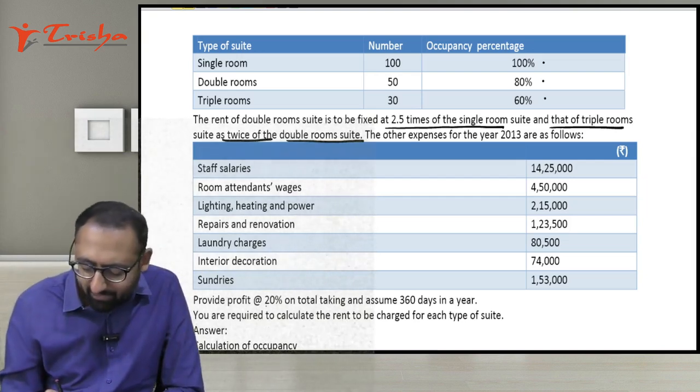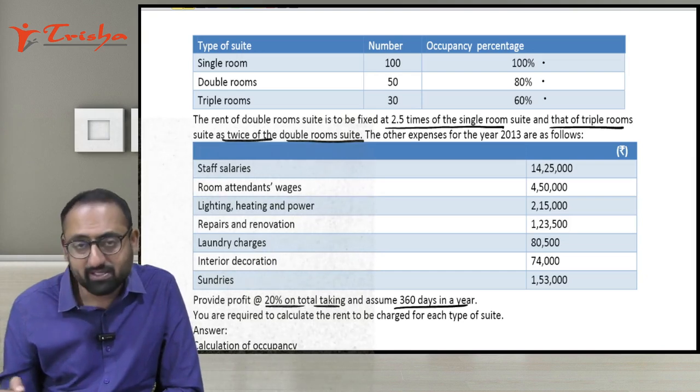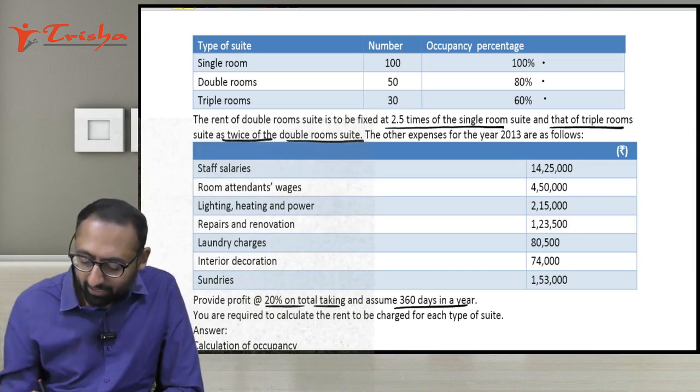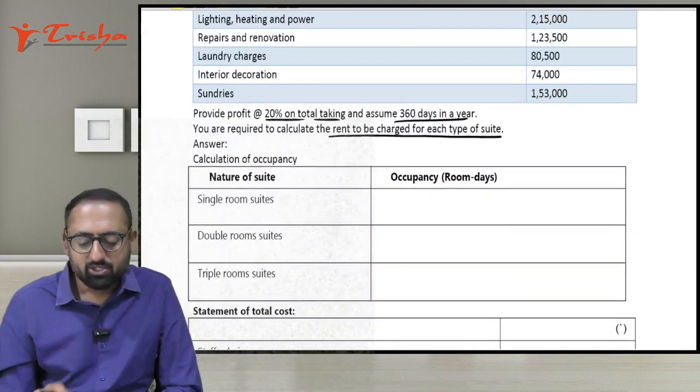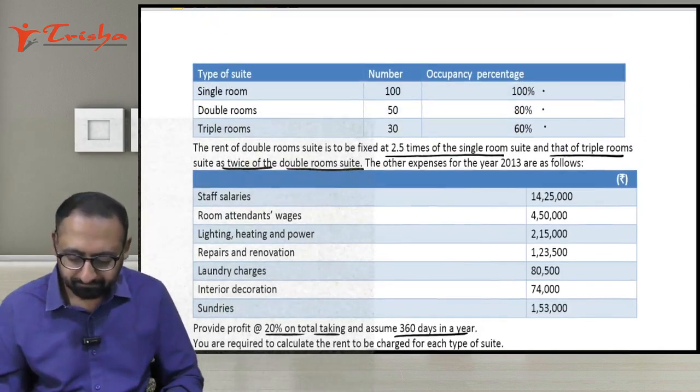Provide profit 20% on total taking. Assume 360 days in a year. You are required to calculate rent to be charged of each type of suites. Okay, so first of all, let's calculate occupancy.